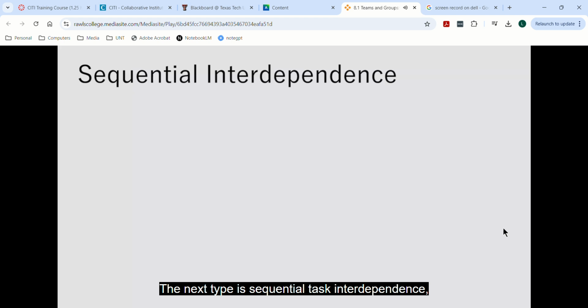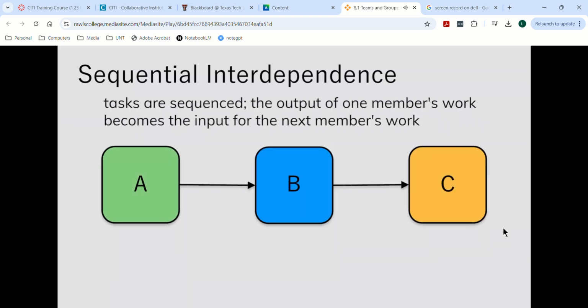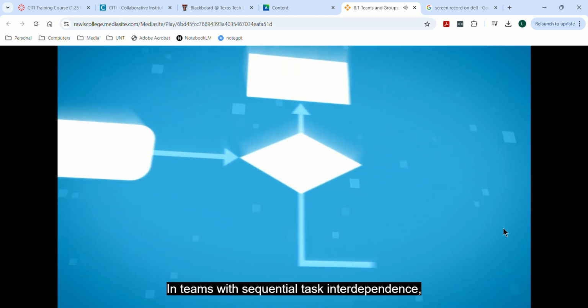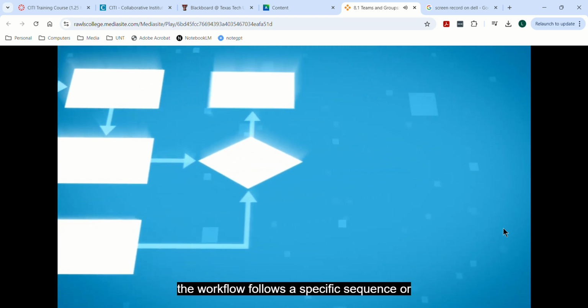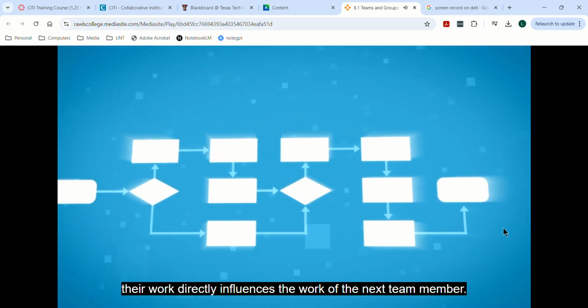The next type is sequential task interdependence, describing how tasks within a team are structured and sequenced. In teams with sequential task interdependence, the output of one member's work becomes the input for the next member's work. This means that the tasks are dependent on each other in a sequential fashion. The workflow follows a specific sequence or order whereby each team member is responsible for a part of the process, and the work directly influences the work of the next team member.